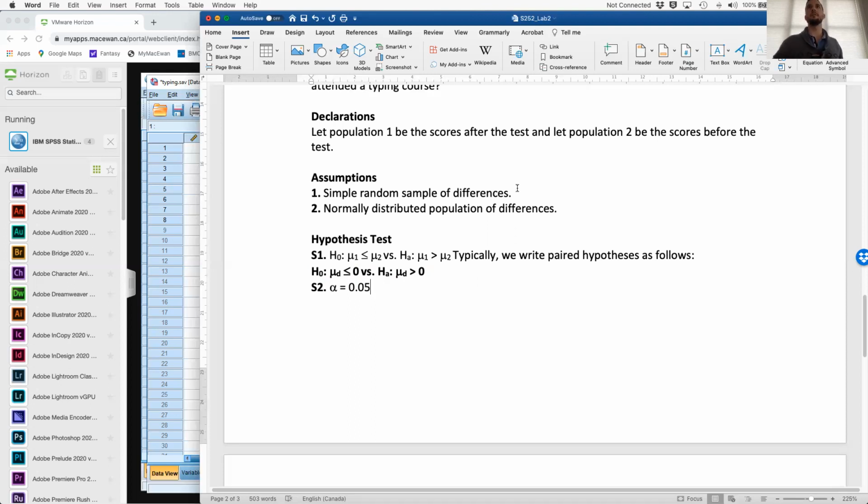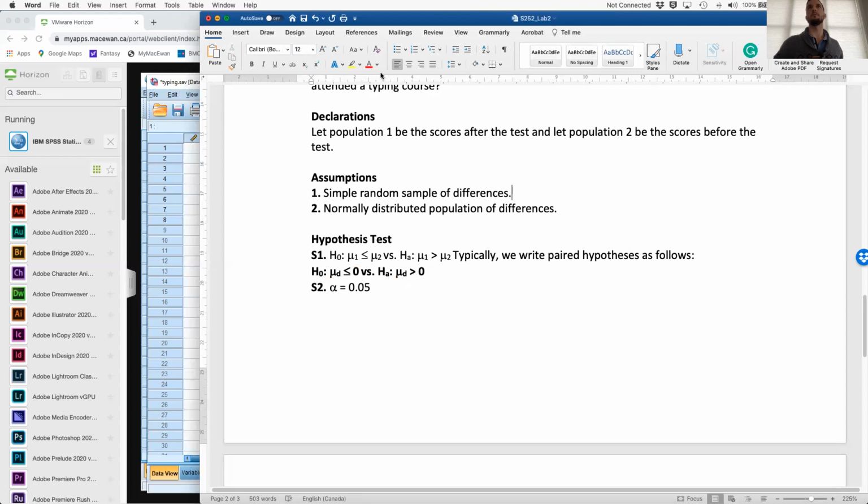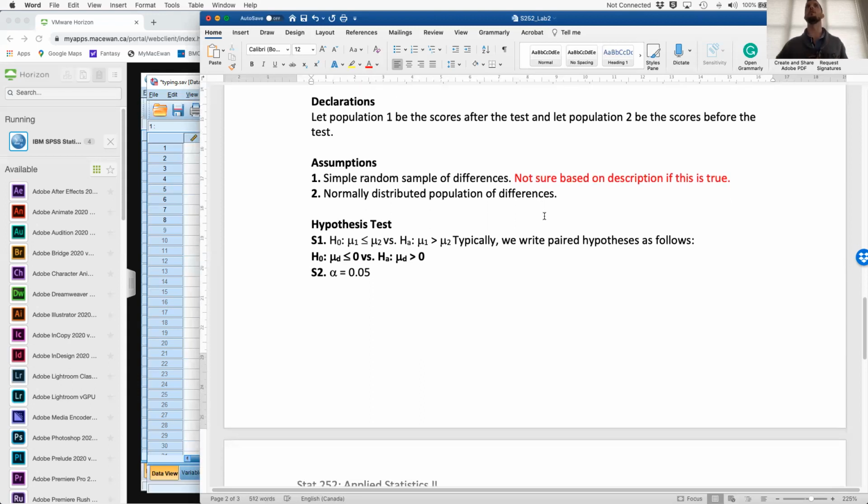Okay, so the first assumption is the simple random sample assumption. In this case, what we're referring to are the observations themselves. So were the observations that were collected, the 8 people that took the course, randomly selected? In the lab manual, there isn't really any indication as to whether or not it's a randomly selected sample. So we're not actually sure based on the description if this is true. So we'll have to address this a bit later, but we'll continue to work through the test and then we'll make a note of this later on.